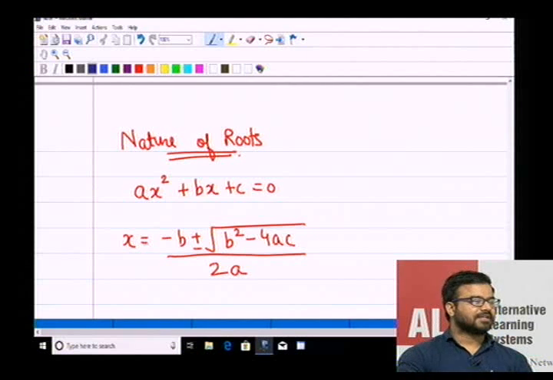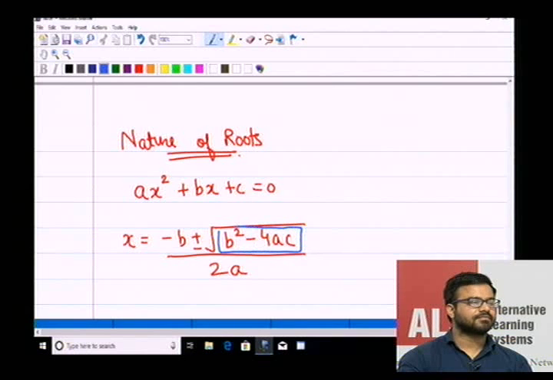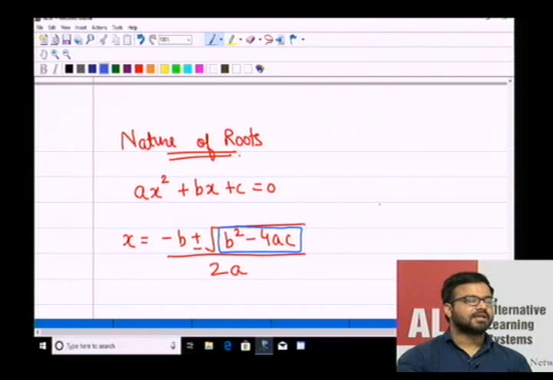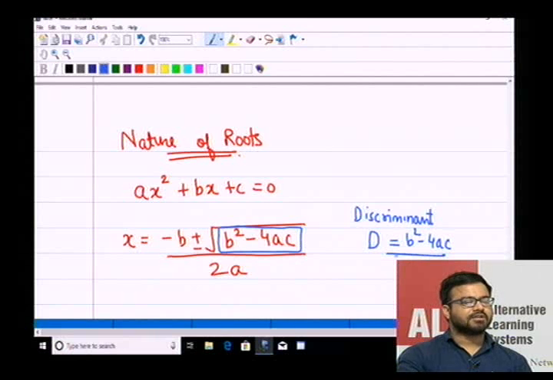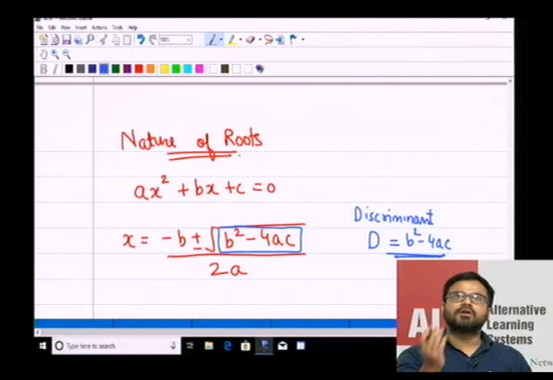Okay. So x is equal to minus b plus minus under root b square minus 4ac. The term inside the square root, b square minus 4ac, is called the discriminant, and it is denoted by capital D, equal to b square minus 4ac. Why is this called the discriminant? Because it discriminates between the roots of the quadratic equation, whether the roots are real, not real, equal or different. It does not give the value of the root, but the nature of the root.